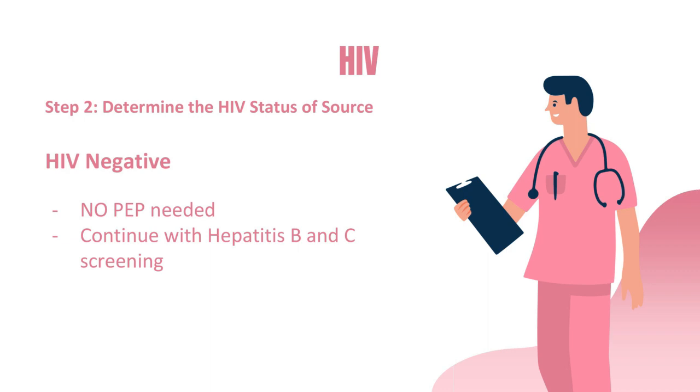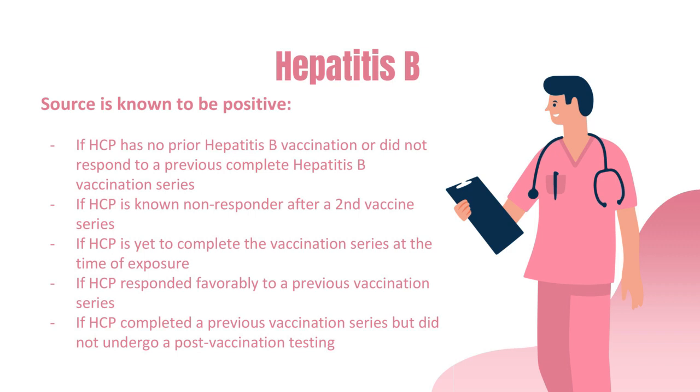For hepatitis B, the source is known to be positive if the HCP has no prior hepatitis B vaccination or did not respond to a previous complete hepatitis B vaccination series. If the HCP is a known non-responder after a second vaccine series. If the HCP is yet to complete the vaccination series at the time of exposure. If the HCP responded favorably to a previous vaccination series. And if the HCP completed a previous vaccination series but did not undergo post-vaccination testing.